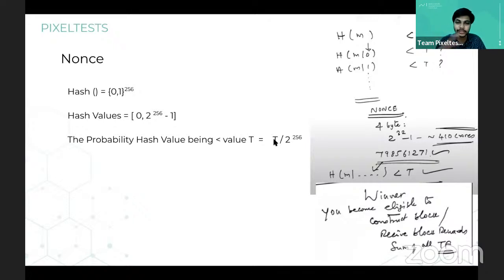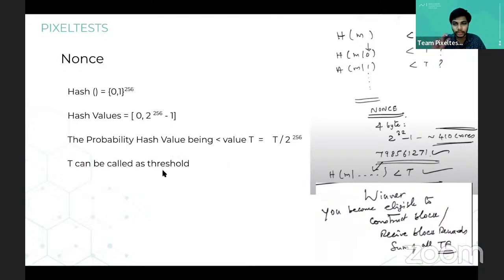Let's say the threshold is 100 crore. That number divided by 2 power 256, right? But this itself is a very tough probability because the denominator is very high. Because the denominator is very high, the probability of finding the hash itself is very small. So it's a very small fractional probability that a person has to generate a hash in general, and it being less than a set threshold is even smaller.